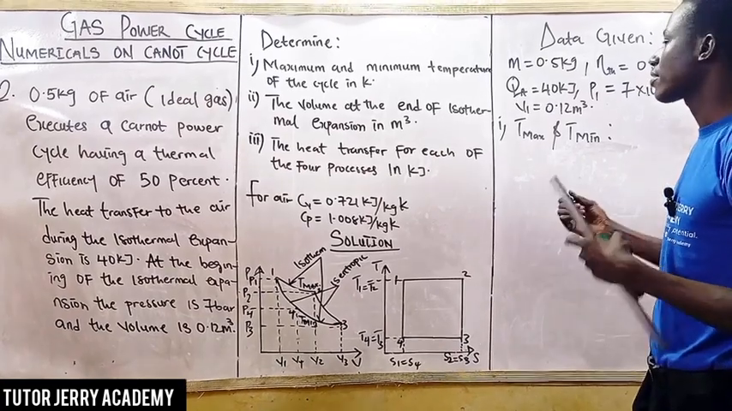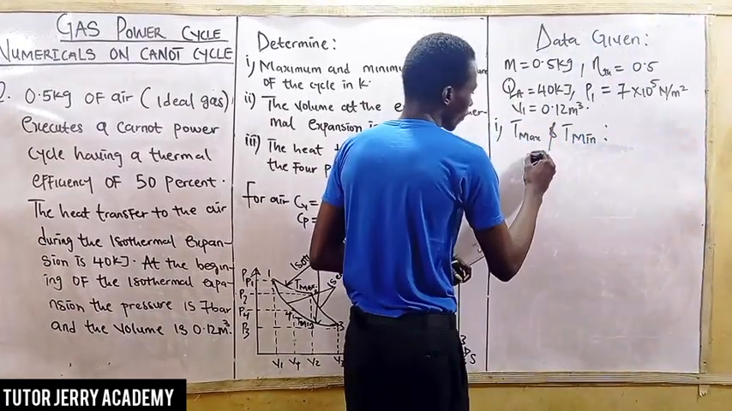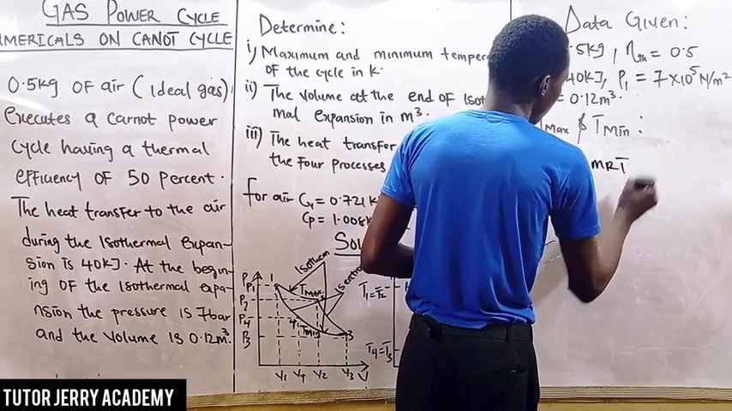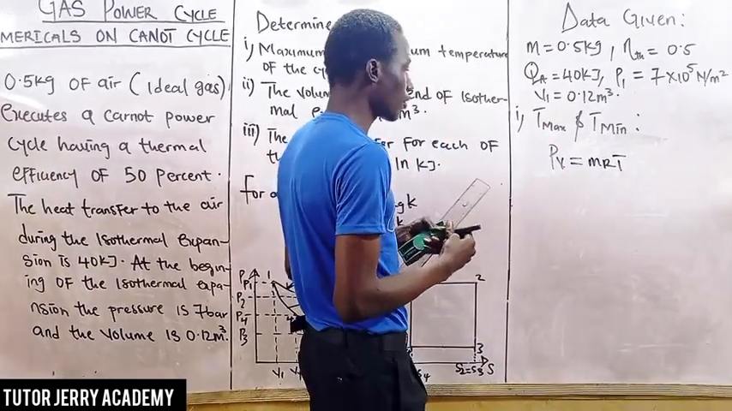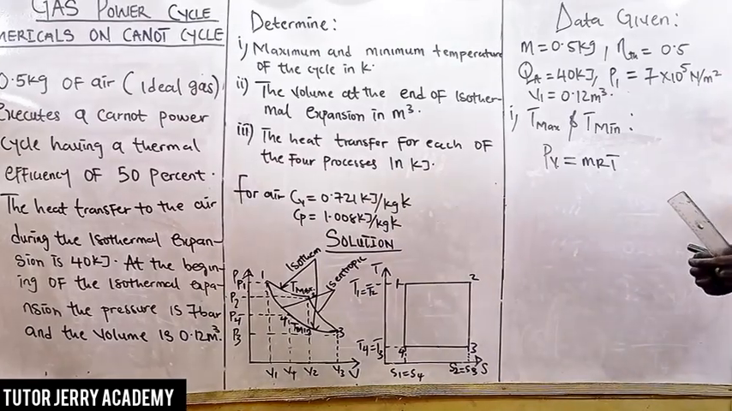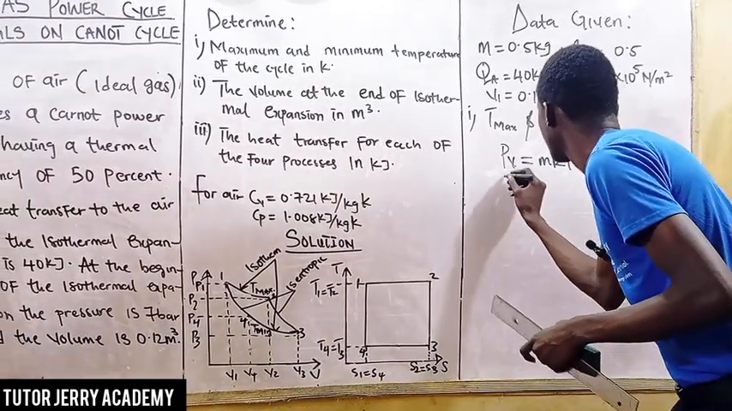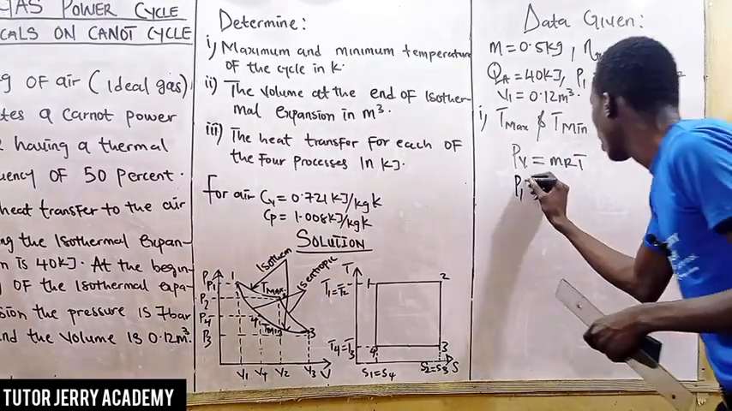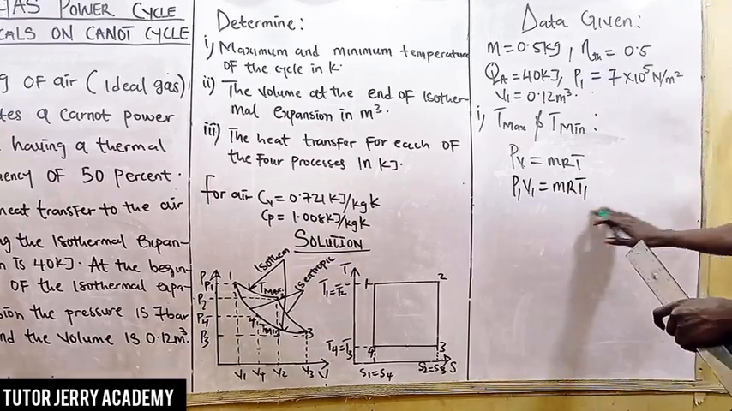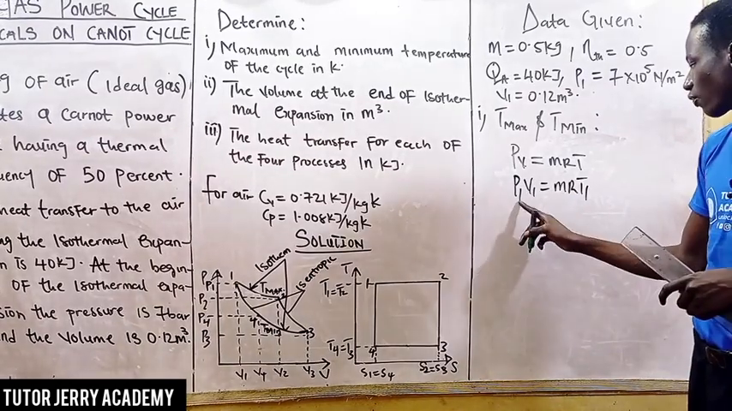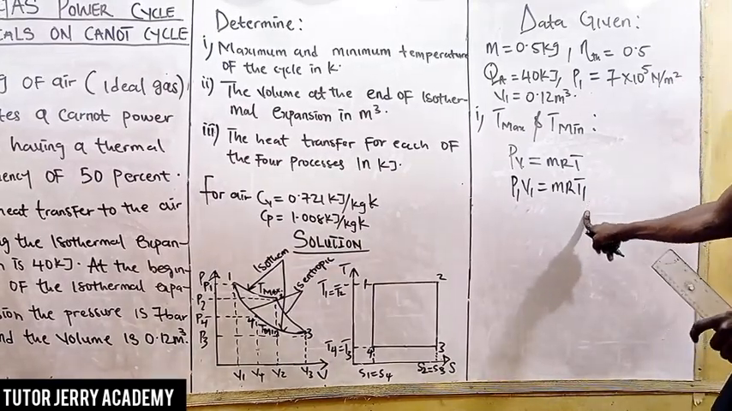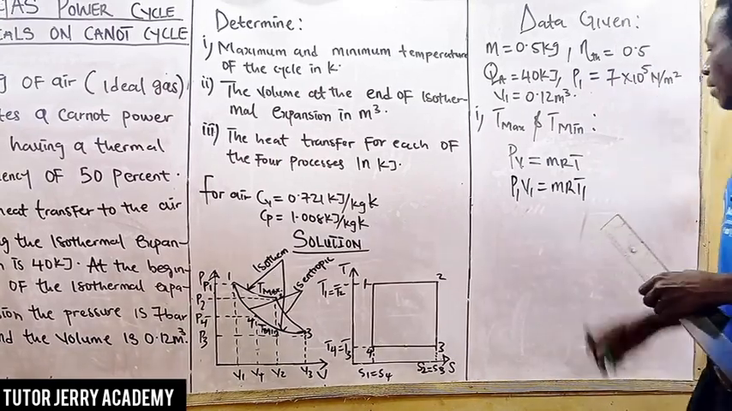So for an ideal gas, we know that PV is equal to what? mRT. Of course, PV is equal to mRT. Now, to look for our maximum temperature, we can write this formula as P1V1 is equal to mRT1. That is our initial values. P1 is at its initial, V1 at its initial, and T1 at initial, which is the maximum temperature.